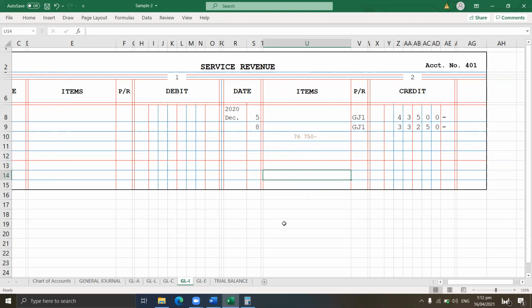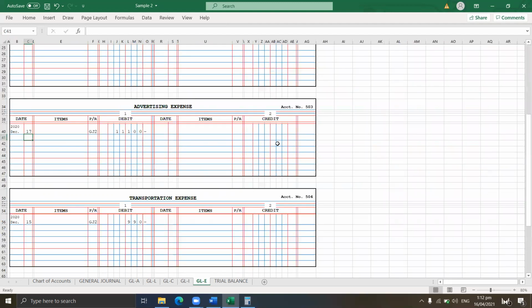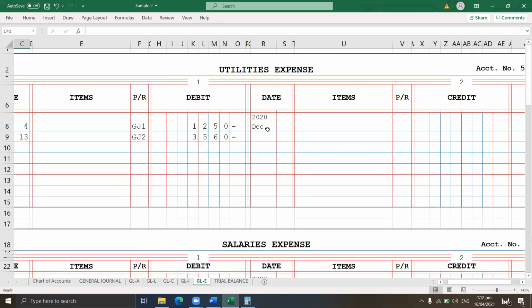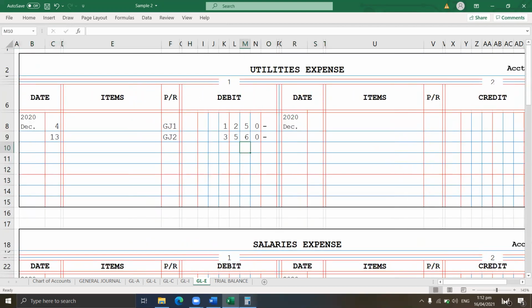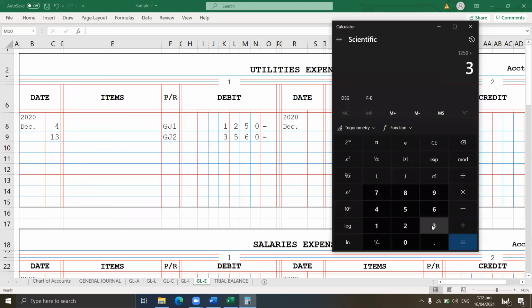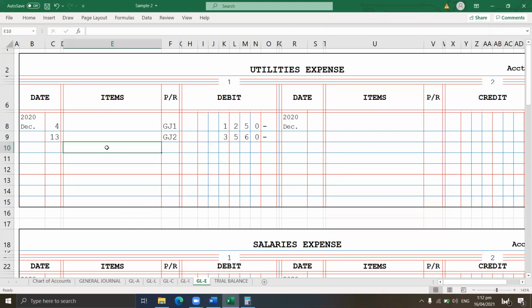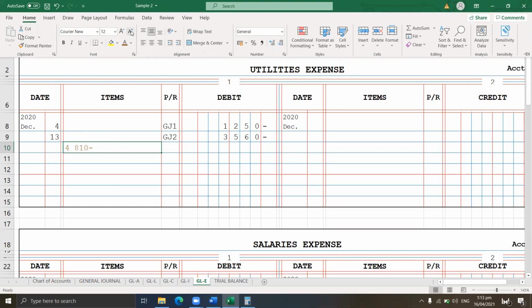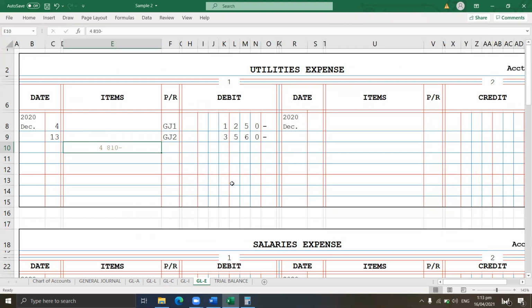Now let's proceed with our expenses naman. So for the utilities expense, we have two utilities expenses. So you have 1,250, sorry, at saka 3,560. So that's a total of 4,810. So pencil foot sa debit, 4,810. Okay? So yan yung ano kanina eh, parang may nilad at saka Meralco, di ba? So that's for our utilities expense.